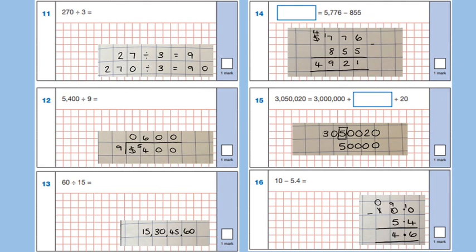Number 13, I've got 60 divided by 15. So for this one, I just went up in multiples of 15. So I've got 15, 30, 45, 60. So I can see 15 goes into 60 four times.